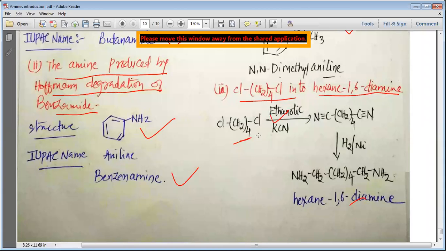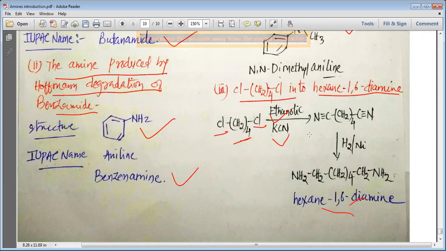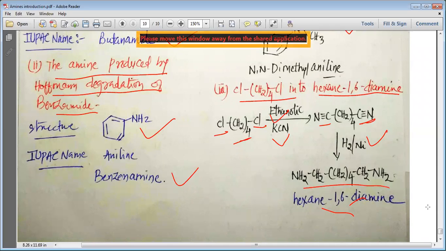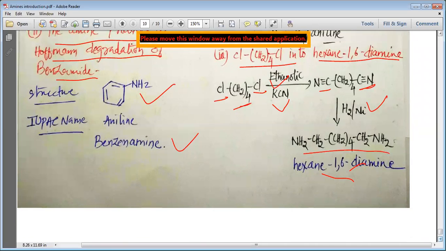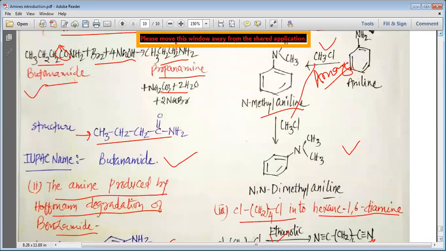We want to increase the number of carbon, my dear students. So here we want to increase the number of carbon by 2. So as we have 2 chloro groups, we allow it to react with the ethanolic KCN. So we get 2 nitriles bonded to them. Both these 2 nitriles are reduced by the hydrogen and nickel, and we get hexane-1,6-diamine. So these are the various conversions, my dear students, which I wanted to discuss with you.